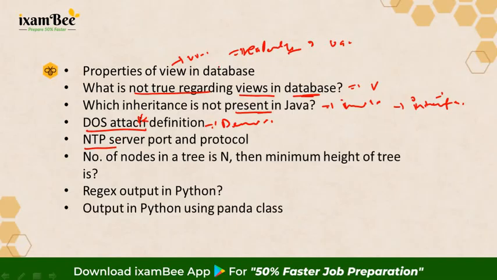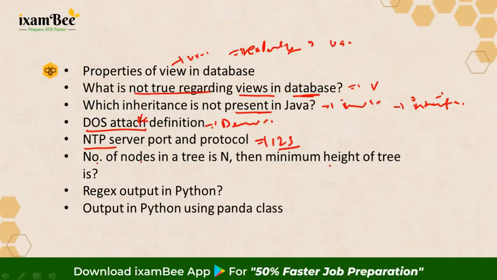The next question is NTP, server port and protocol. NTP is basically Network Time Protocol, and it is used to synchronize the clocks of computers. Like you will have a clock that will determine your network, and the port number for the NTP protocol is 123. How does the NTP server work? The client sends a time request to the NTP server, then the server responds with a timestamp, and then the client adjusts its local clock based on the time received from the server. This is how they manage the entire network.